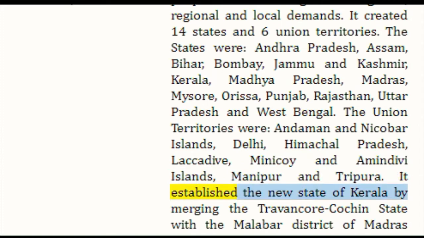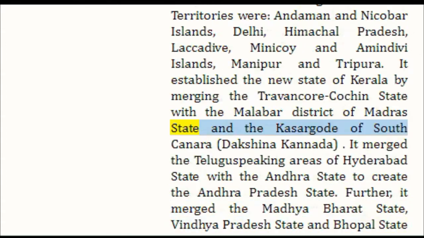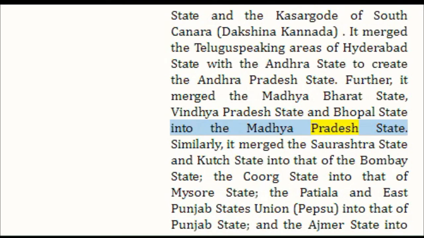It established the new state of Kerala by merging the Travancore-Cochin state with the Malabar district of Madras state and the Kasargod of South Kanara, Dakshina Kannada. It merged the Telugu-speaking areas of Hyderabad state with the Andhra state to create the Andhra Pradesh state. Further, it merged the Madhya Bharat state, Vindhya Pradesh state, and Bhopal state into the Madhya Pradesh state.